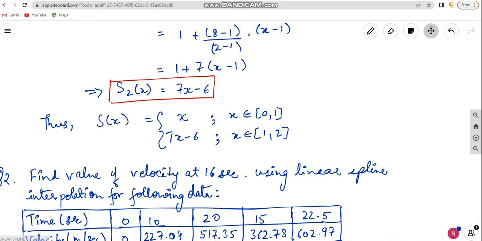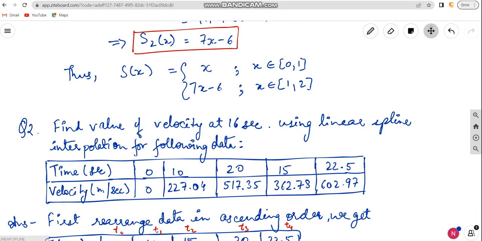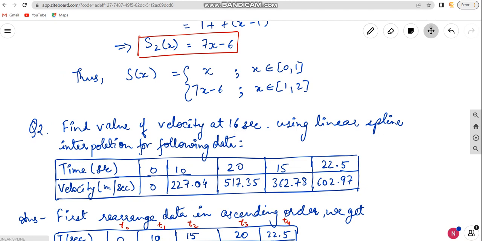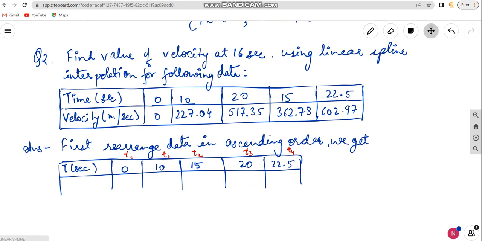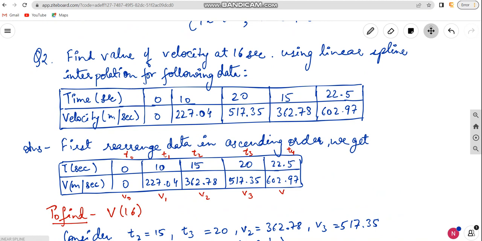Let us consider one more question. Find the value of velocity at 16 seconds using linear spline interpolation for the following data. The data is available to you, but there is something missing here. Time is x in this case and velocity is y. Generally we have x and y in the formulas, but here it is time, so I will consider it as t, and velocity as v.